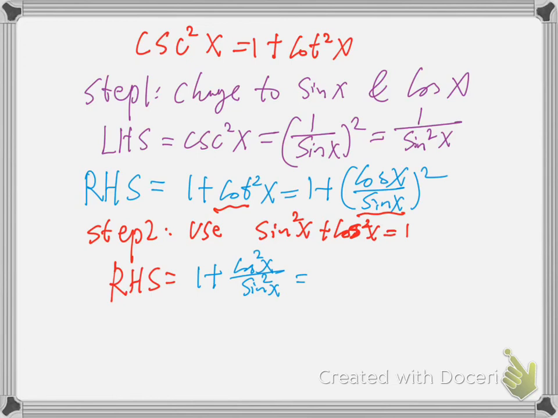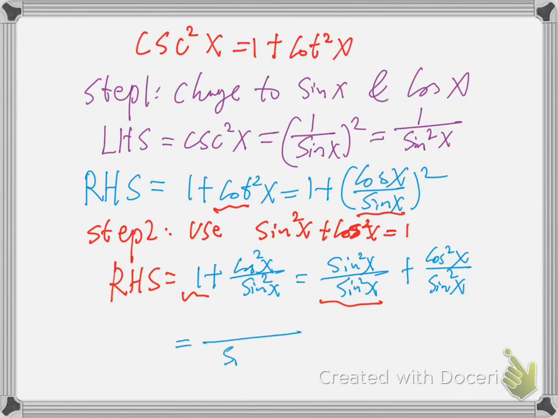So now we need the same common denominator. We change the number 1 to sine squared over sine squared. I changed the number 1 to this to get the same denominator, sine squared. So this is plus cosine squared over sine squared. Now we can add these two fractions, right? Because they have the same denominator now.